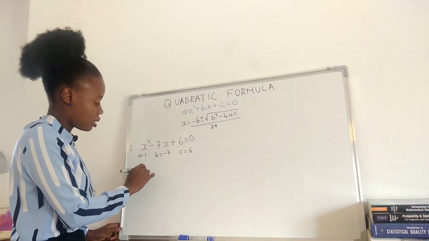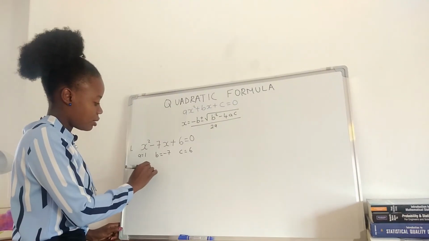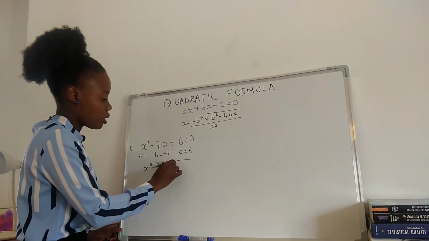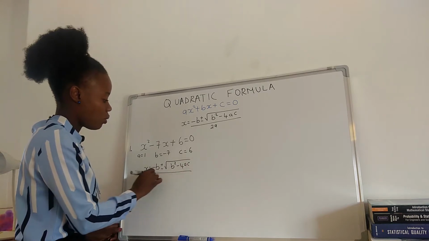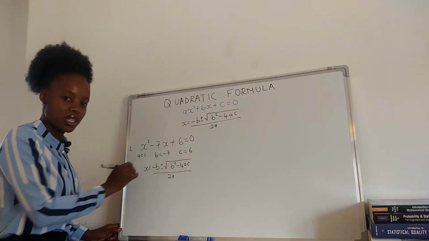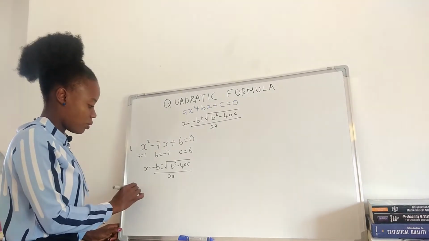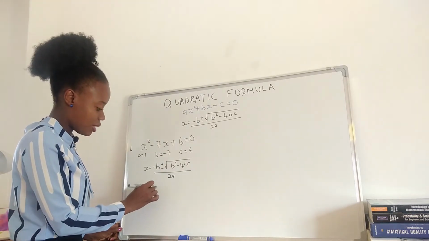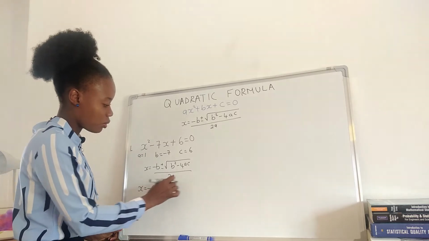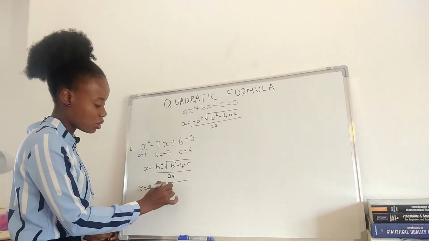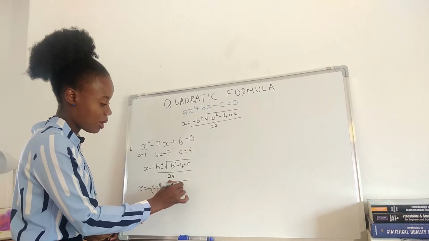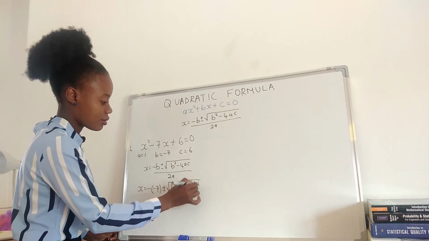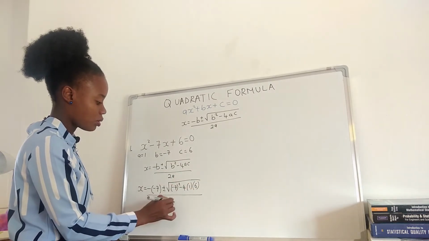The quadratic formula states that x is equal to negative b plus or minus the square root of b squared minus 4ac, all over 2a. We are supposed to know this by heart, okay? So we are solving for x. x is going to be negative b, our b is negative 7, so we're going to have negative negative 7 plus or minus the square root of b, which is negative 7. We're just substituting, okay? Negative 7 squared minus 4, a is 1, c is 6, all over 2a, which is 2 times 1.